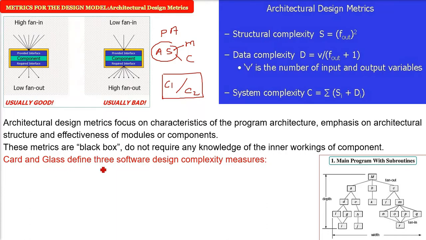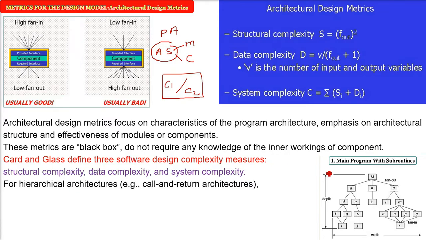Card and Glass define three software design complexity measures. These are pertaining to your architectural design. The first one is structural complexity, then the data complexity, and the system complexity. Complexity, we have already talked about cyclomatic complexity. So this kind of complexity or these measures can also be talked about in here.